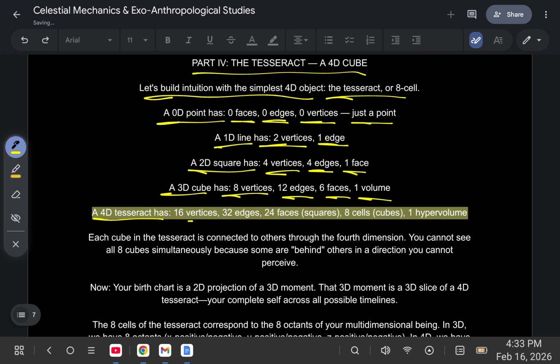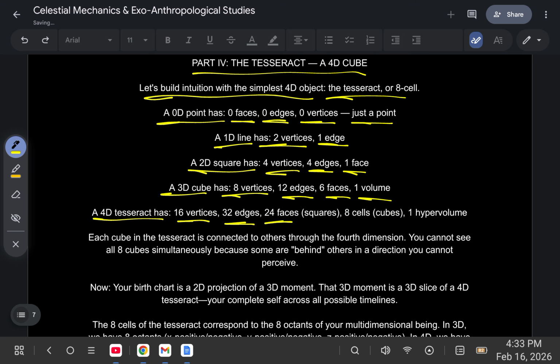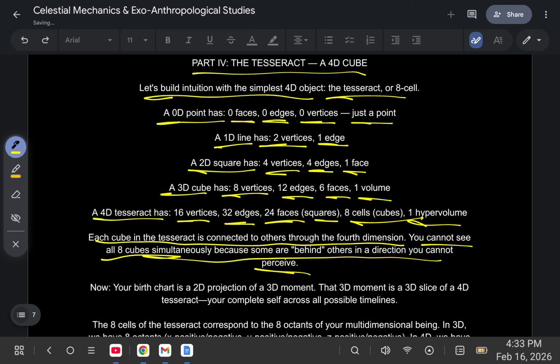A 4D tesseract has 16 vertices, 32 edges, 24 faces (squares), 8 cells (cubes), and 1 hypervolume. Each cube in the tesseract is connected to others through the 4th dimension. You cannot see all 8 cubes simultaneously because some are behind others in a direction you cannot perceive.